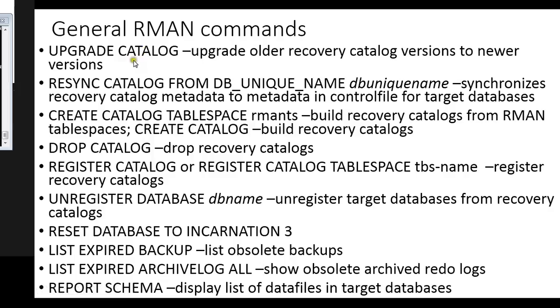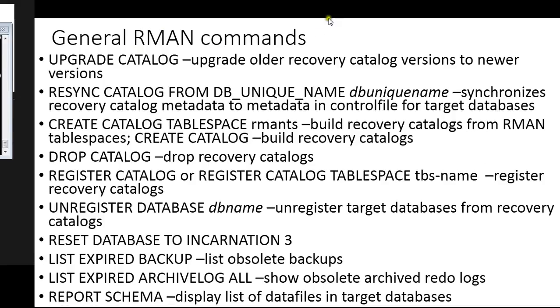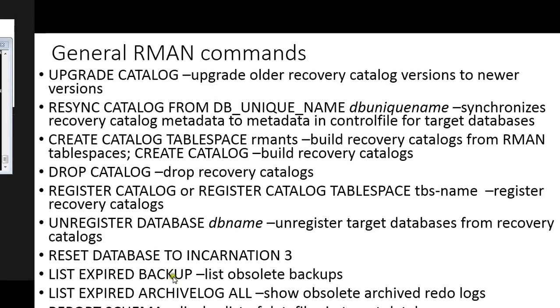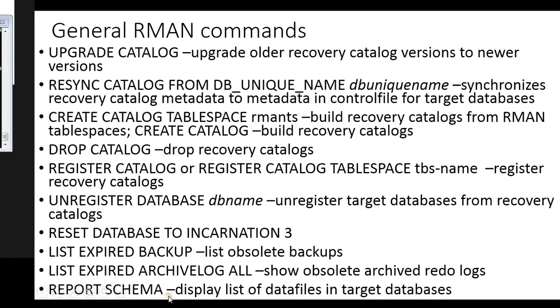And then these are some other RMAN commands. You can also use upgrade catalog, which basically upgrades a recovery catalog from an older version to a newer version. And then you can also run resync catalog from the unique name. This synchronizes the metadata inside your recovery catalog with the information inside the target database's control file.